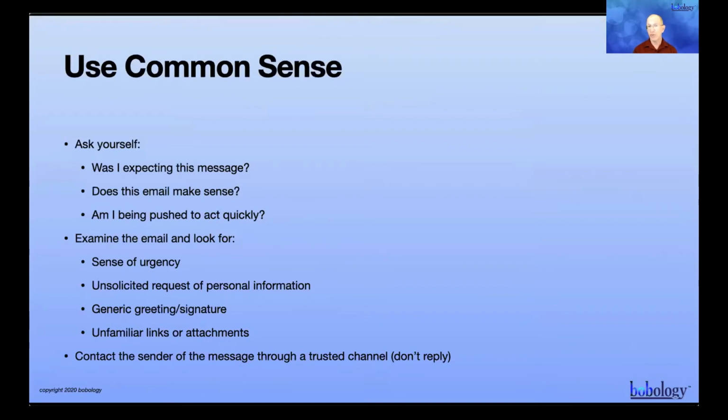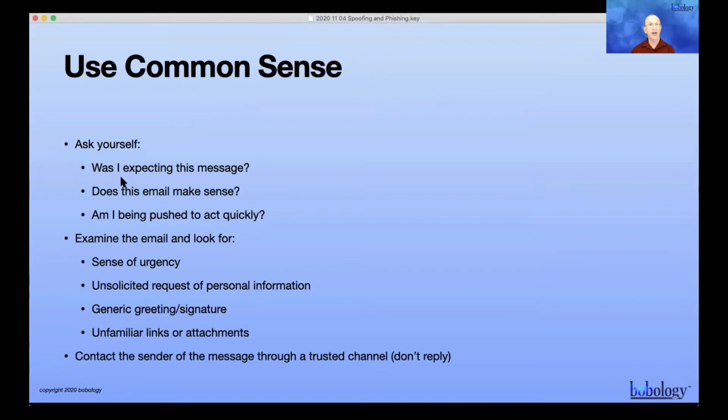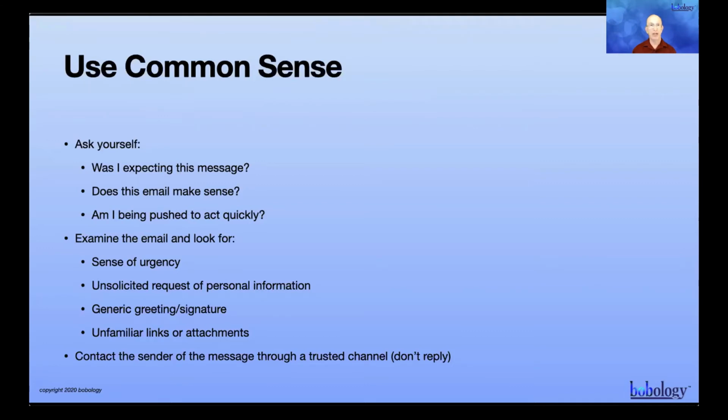Using common sense. We heard that from one of our participants. Asking yourself, was I expecting this message? Does the email make sense? Am I being pushed to act too quickly? Some giveaways for spam and email scams.